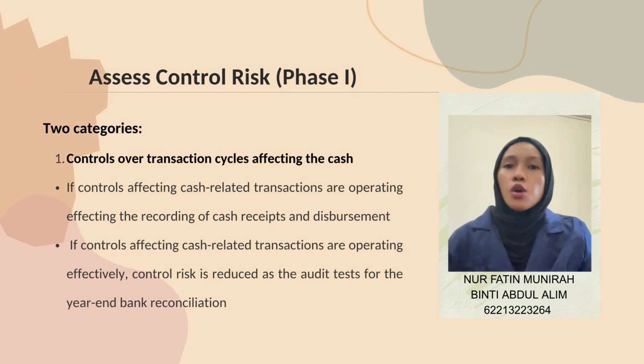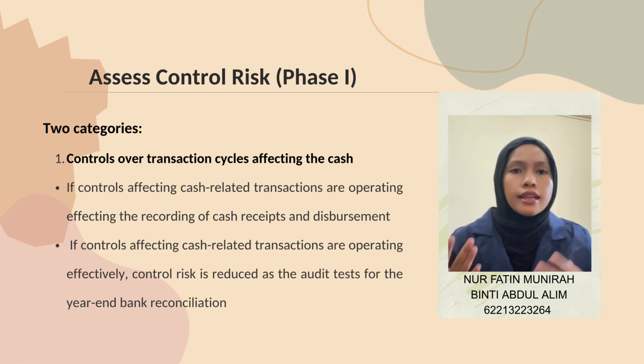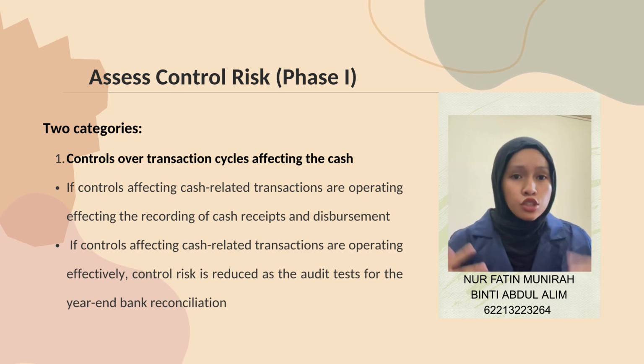So next, once inherent risk is assessed, we move on to evaluating the control risk. That is the risk that a material misstatement could occur and not be prevented or detected by the client's internal control. There are two major areas where we look at control risk.